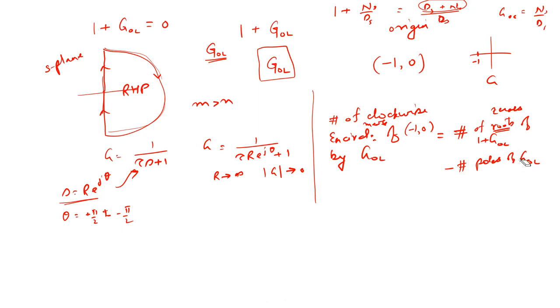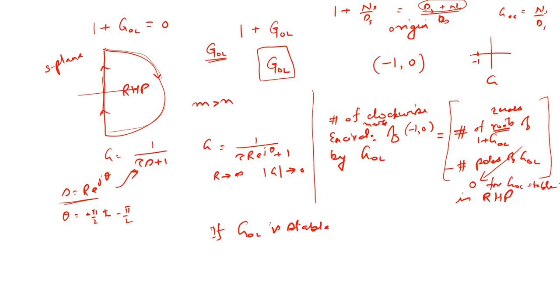So the number of clockwise encirclements of (minus 1, 0) by G open loop is equal to the number of roots of the closed loop characteristic equation minus the number of poles of G open loop in the right half plane, because my closed contour is encircling the entire right half plane. Now if my G open loop is stable, then this goes to 0. And then the number of encirclements of (minus 1, 0) is equal to the number of roots of the closed loop characteristic equation in the right half plane.